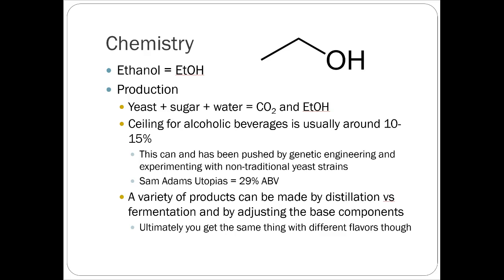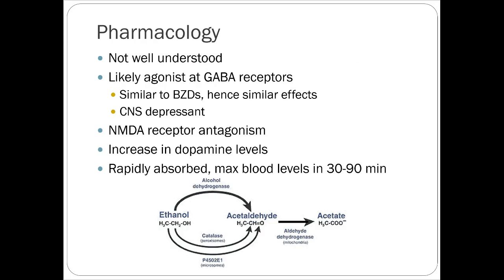And again, this is kind of just fun fact stuff, but you can genetically engineer yeast strains like Sam Adams Utopias, if you've ever heard of that product. It gets up to 29%, and that's actually a beer. And then, of course, you have spirits, too, which are distilled, where they're concentrated that way, and those have very high alcohol content, so 40, 50, 60% alcohol. But ultimately, it's pretty much all the same thing, just different concentrations and different flavors.